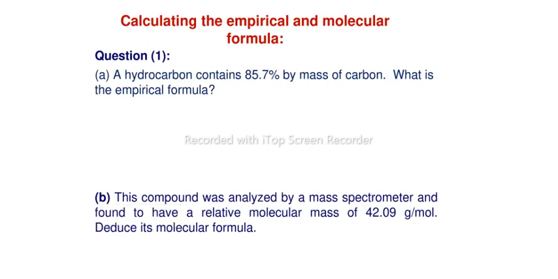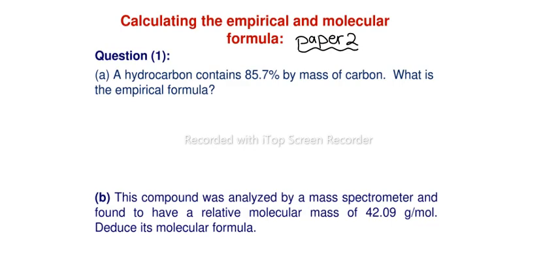Now we are familiar with the definition of both empirical and molecular formula. Now we're going to the second part of our lesson for today. We're going to learn how to calculate empirical and molecular formula, and these questions are for paper 2. Remember, if the questions are for paper 2, you are allowed to use the calculator. So let's start with question number 1. A hydrocarbon contains 85.7% by mass of carbon. What is the empirical formula?